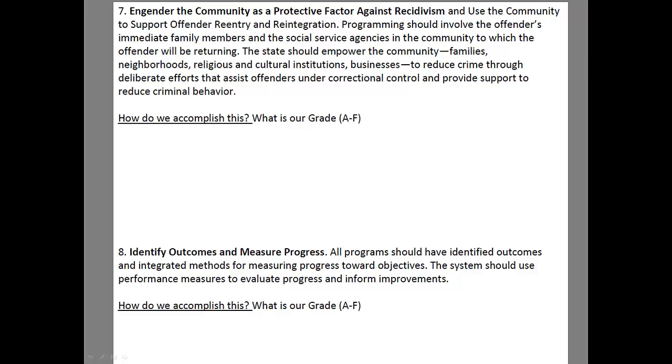This is not a complicated process, but it's one that should be repeated frequently to make sure that your staff is aware of each of the 8 principles of evidence-based and that they are fully understanding how they apply to what they do every day.